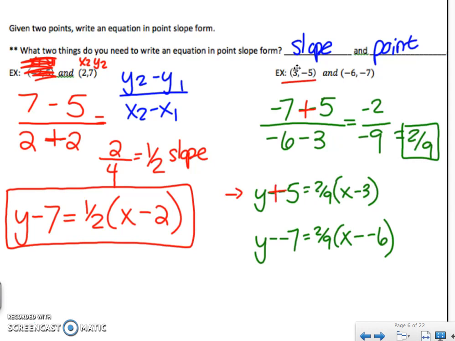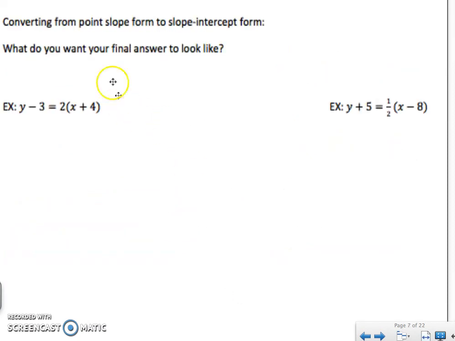And then if you use the second point, you would have this equation down here, both with pluses, because your points were both negative. Okay? So if you have any questions, let me know. Otherwise, we are going to move on to changing from point slope to slope intercept form.